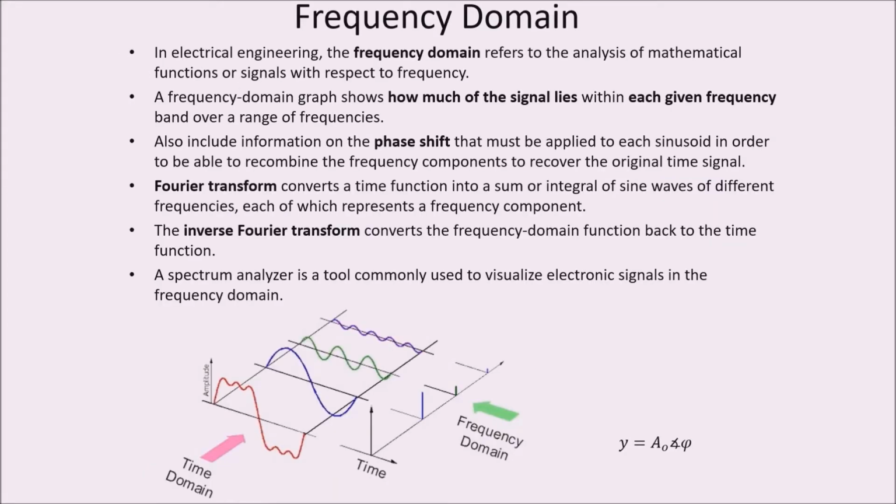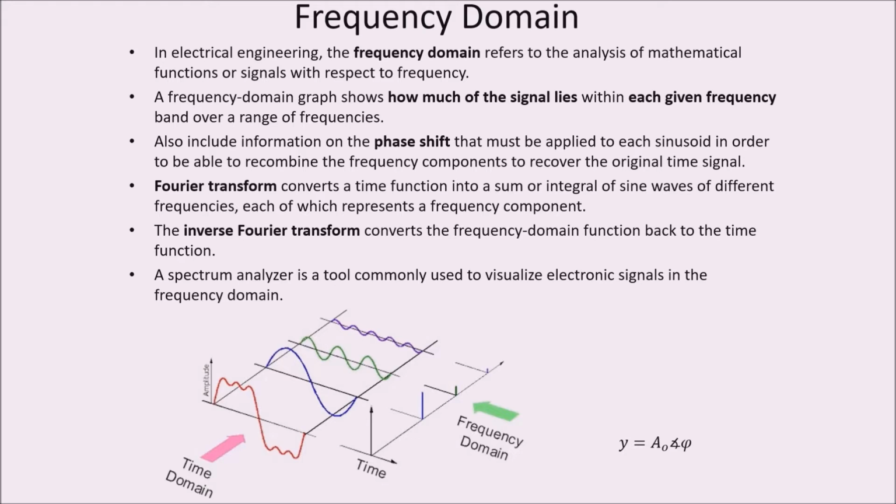In electrical engineering, the frequency domain refers to the analysis of mathematical functions or signals with respect to frequency. A frequency domain graph shows how much of the signal lies within each given frequency band over a range of frequencies. It also includes information on the phase shift that must be applied to each sinusoid in order to recombine the frequency components to recover the original time signals.